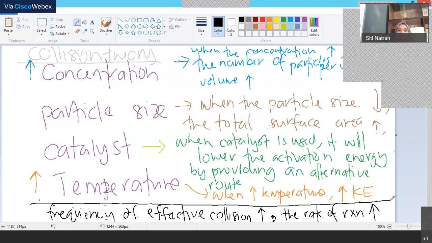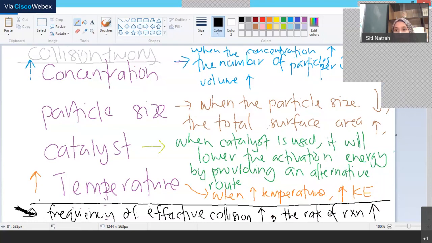Okay. So contohnya kalau dia suruh explain in term of collision theory, contohnya temperature. When the temperature is increased, the kinetic energy is increased, the frequency. So you have to put here. Okay, semua kena letak sini. So the frequency of effective collision increase, so the rate of reaction also increase. Okay, so frequency of effective collision ni.